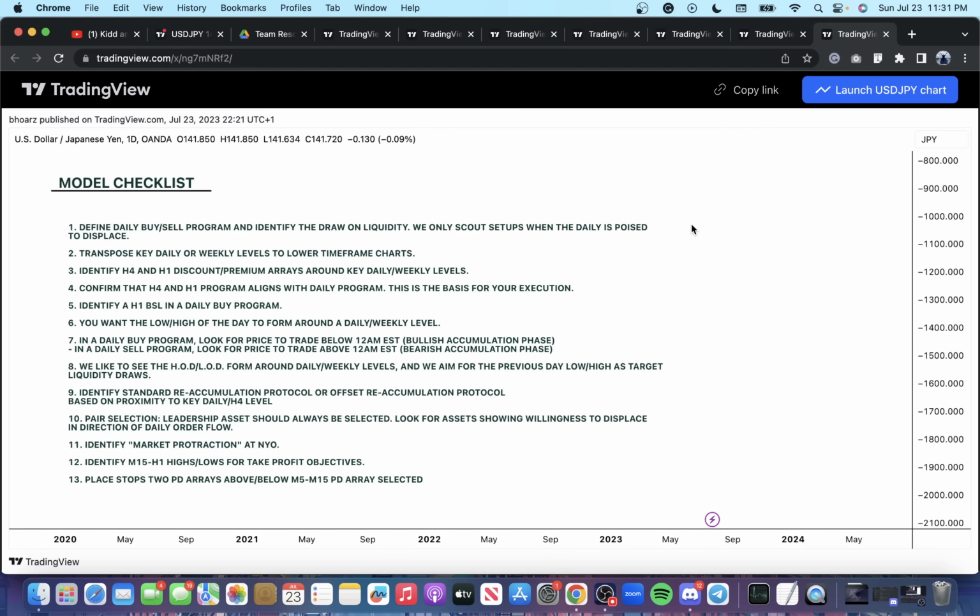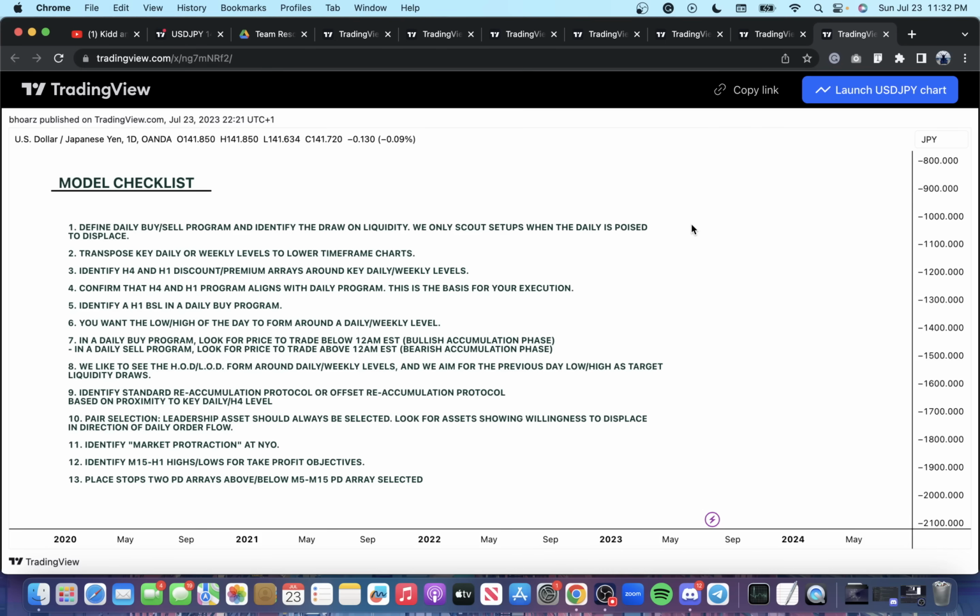Number two, we transpose key daily or weekly levels to lower time frame charts. Okay, so we want to make sure that our key daily levels are on our intraday chart. So when you identify your daily PD arrays and identify the key levels on your daily time frame, you don't remove them from your charts. A lot of times, when I say a lot of times, I mean 80% of the time, intraday expansion will form from those levels. And that's why it really is key to have your daily levels on your intraday chart.